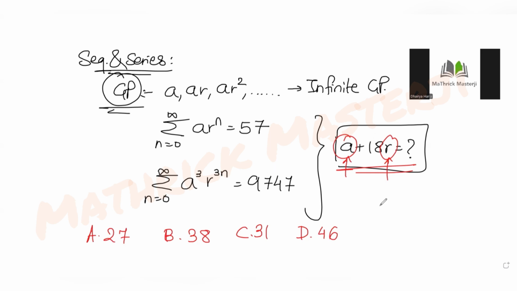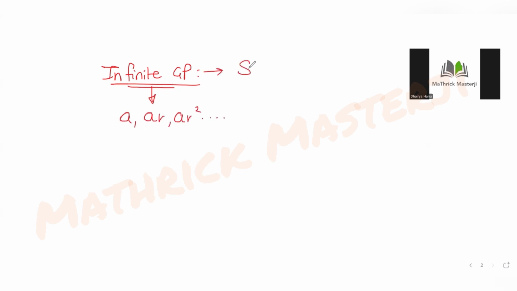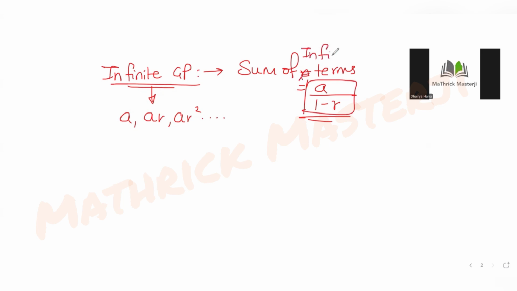Let's see how to solve this question further. We know it's an infinite geometric progression, with the list a, ar, ar square, and so on. The sum of infinite terms is given as a over 1 minus r, not n terms, because there are infinite terms that you are adding up.